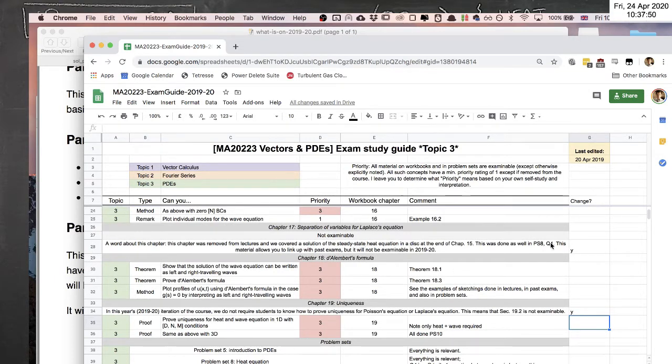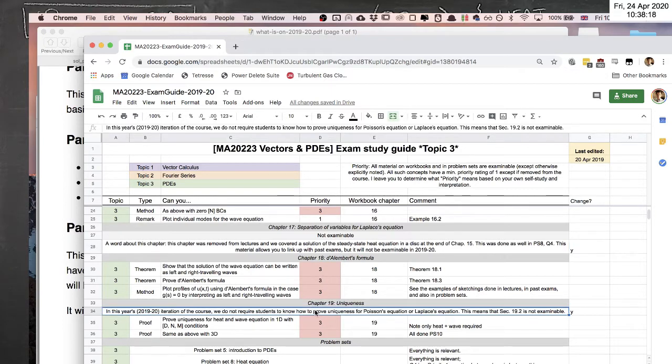So firstly, I explicitly point out that you don't need to know chapter 17, which is on separation of variables for Laplace's equation, except for what we did together in question 4 and problem set 8. So that was the one where we did the solution of Laplace's equation for a disk. Okay, and we did that, I think, well, we definitely did that in one of the videos, recently. And then finally, for the uniqueness element, I've removed Poisson's equation.